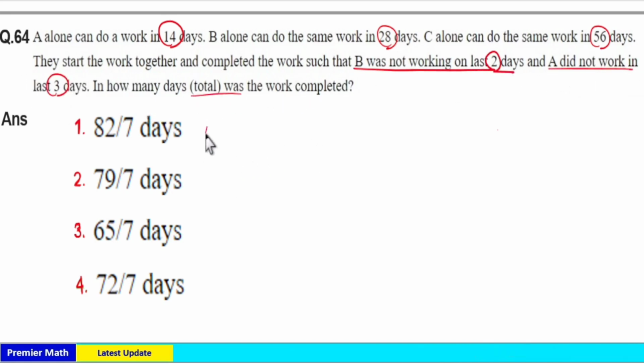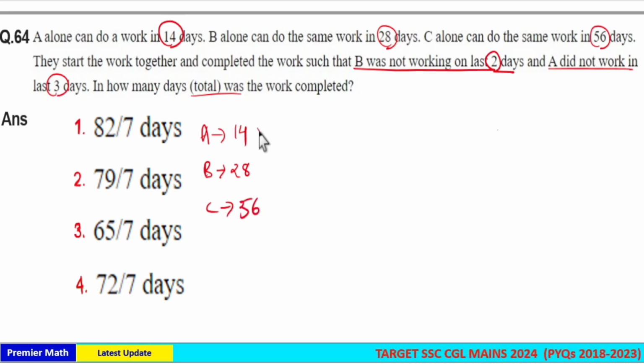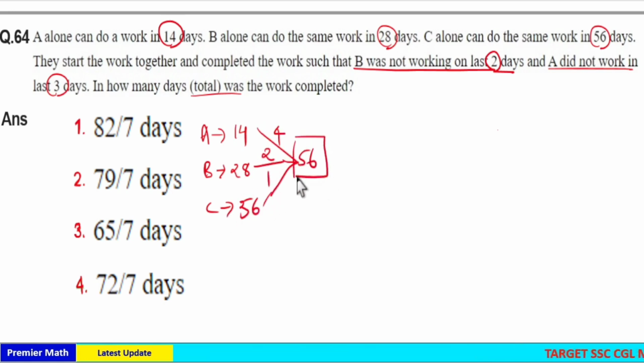Here A can complete a work in 14 days, B can complete it in 28 days and C can complete it in 56 days. All are doing the same work. Take the LCM. LCM is 56. 14 goes 4 times in 56, 28 goes 2 times in 56, 56 goes 1 time in 56. Total work is 56 and A can complete 4 units in 1 day, B can complete 2 units in 1 day and C can complete 1 unit in 1 day.